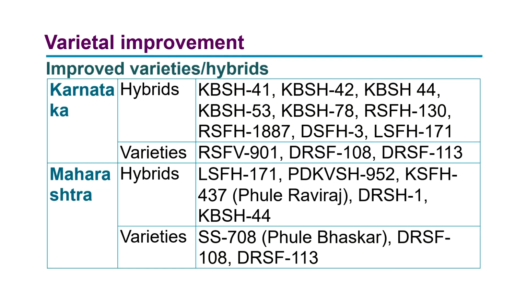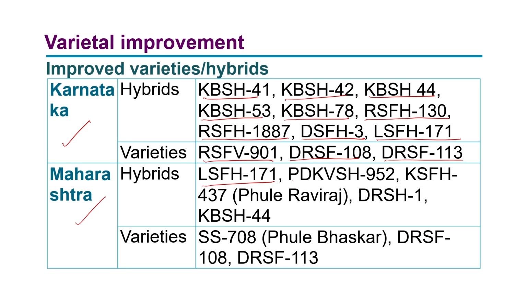So now you see what the improved hybrids and varieties are for Karnataka. Hybrids are KBSH41, KBSH42, KBSH44, KBSH53, KBSH78, RSFH130, RSFH1887, DSFH3, LSFH171. For varieties, RSFV901, this is again for Karnataka, DRSF108 and DRSF113.